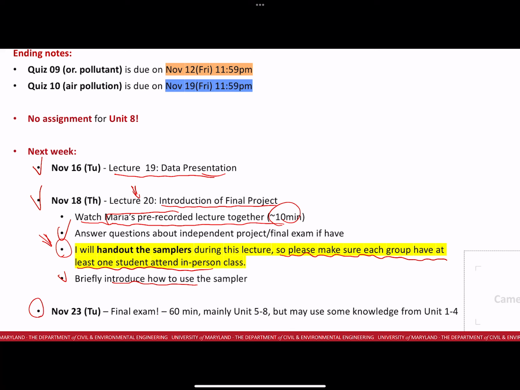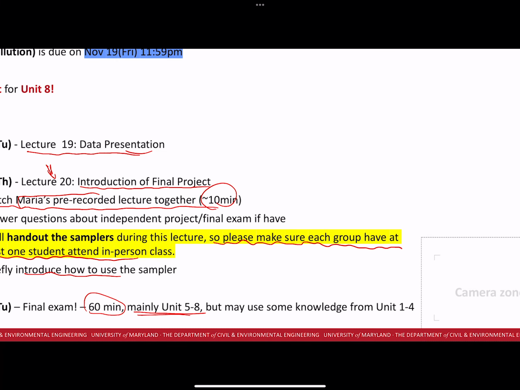And about the final exam, it will be next Thursday before Thanksgiving. Again, it will be 1 hour. The main content is about Unit 5, the microbiology of air pollution, but you may use some of the knowledge from the previous units. So that's it.